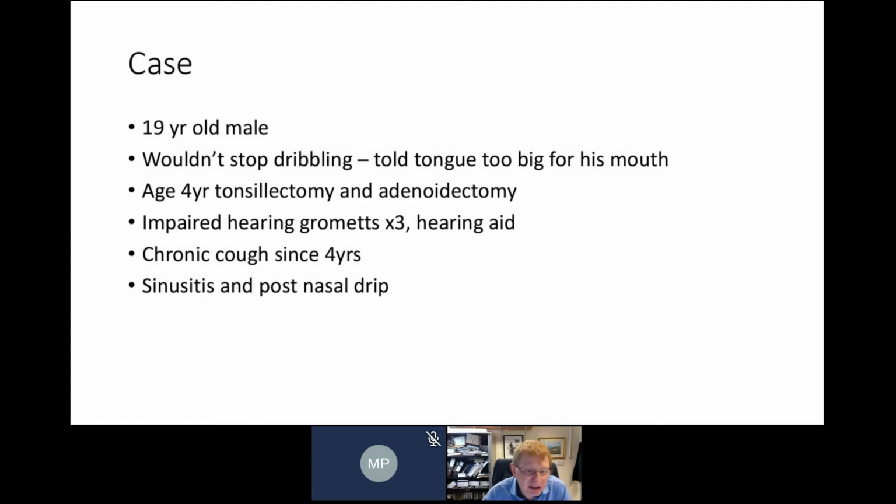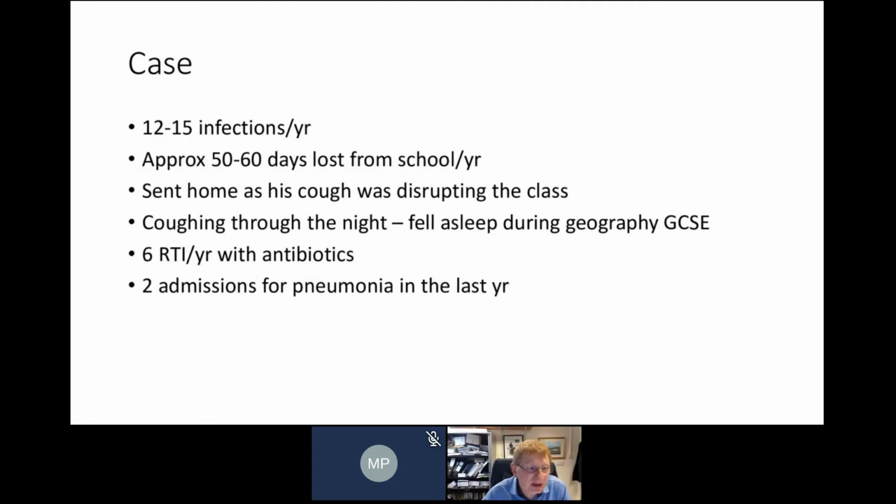He had impaired hearing and had grommets inserted on 3 occasions, and then needed a hearing aid and developed a chronic cough from the age of 4 years. He had sinusitis and a postnasal drip. He had about 12 to 15 infections a year and lost up to 60 days from school per year. And in fact, at one stage, he was sent home because his cough was annoying the rest of the class.